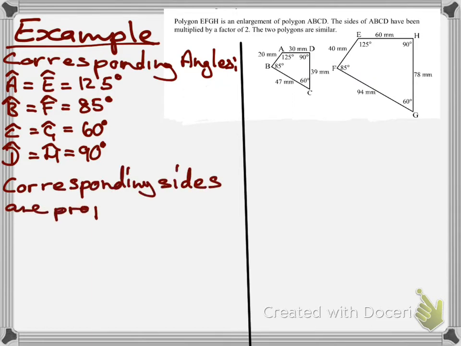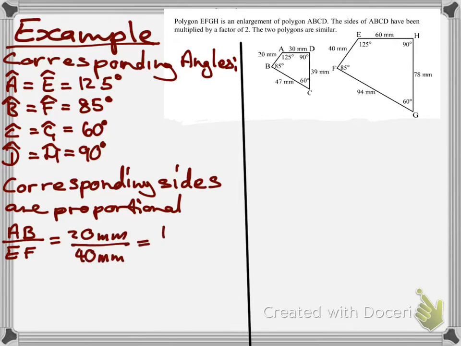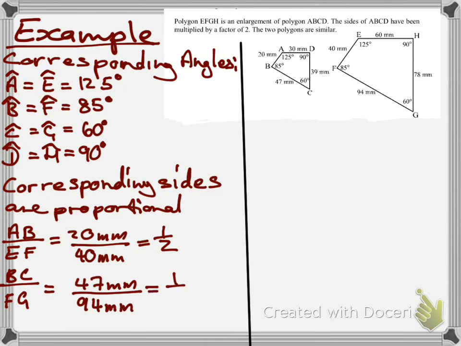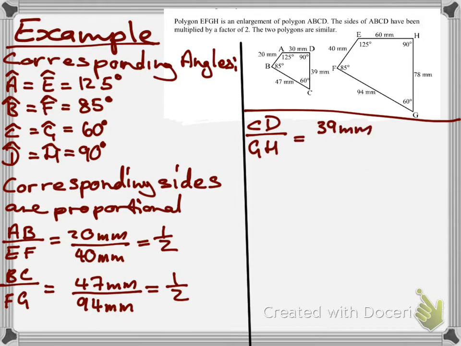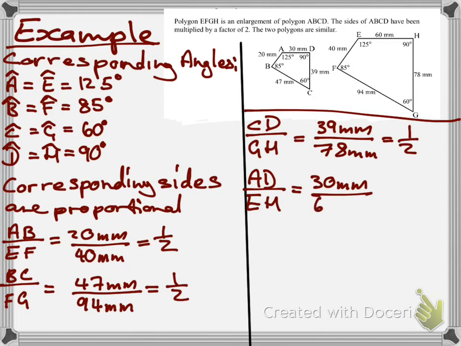Remember, with corresponding sides, they have to be proportional. So we have AB over EF, which is equal to 20 millimeters divided by 40 millimeters, which reduces to a half. And then BC divided by FG also reduces to a half. The side CD over GH also reduces to a half. And the last side AD over EH also reduces to a half.